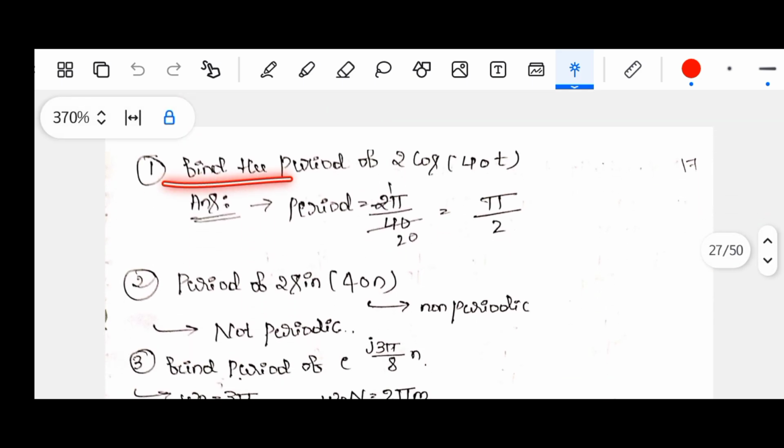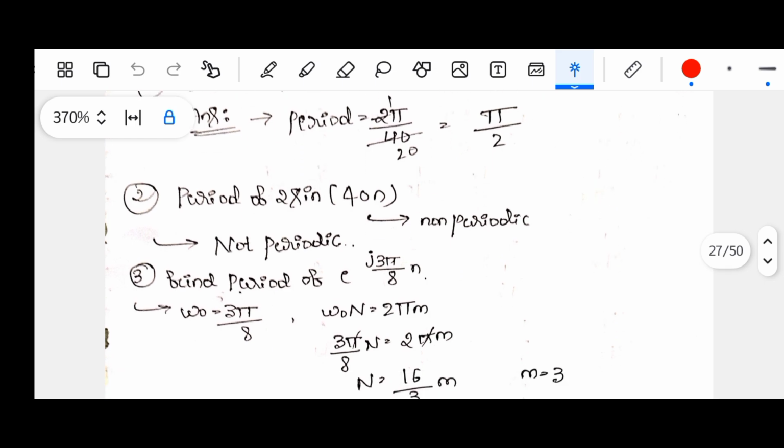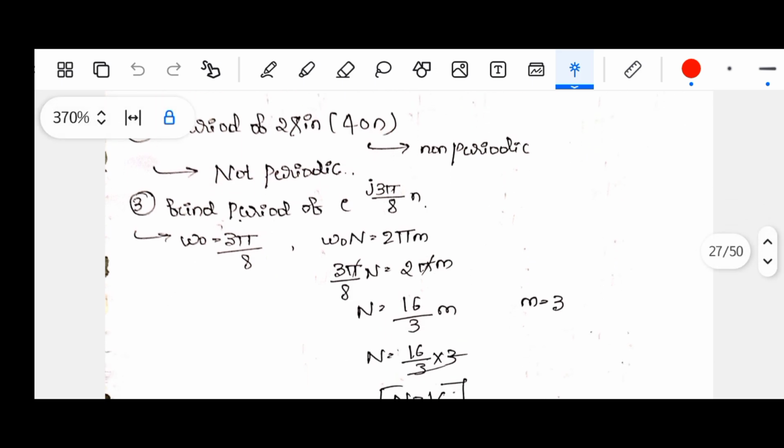Next, find the period of 2 cos 40t. So the period of 40t will be 2 pi divided by 40. 2 ones are 2, 20s. Therefore, pi by 20. The answer will be pi by 20. Period of 2 sine of 4 pi n: because here we have taken the n value, it is not periodic.